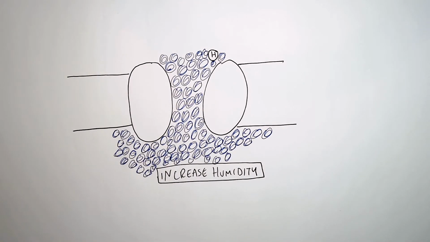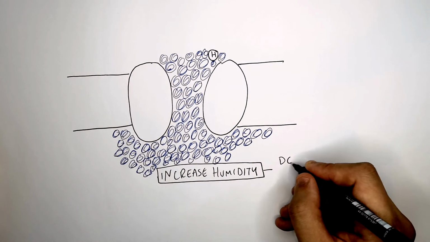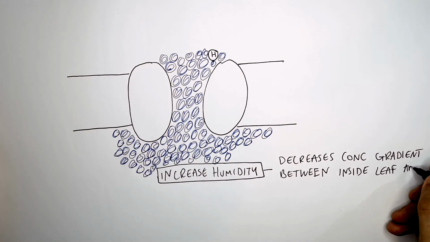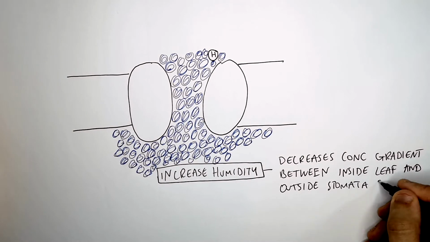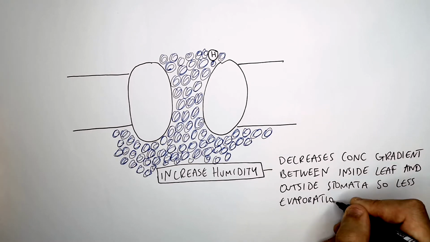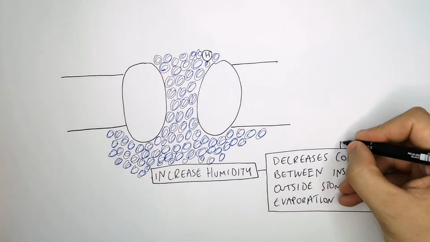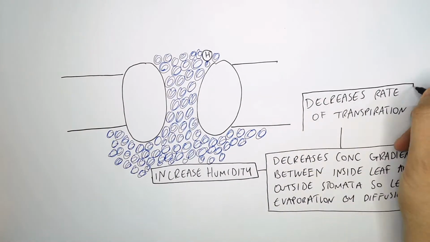So if there's more water outside of the stomata, that will decrease the concentration gradient between inside the leaf and outside the stomata. So that means there's going to be less evaporation by diffusion. So less water will leave the leaf and the transpiration rate decreases.